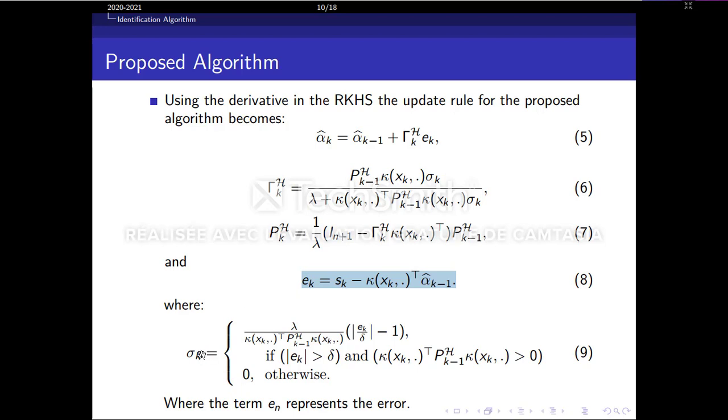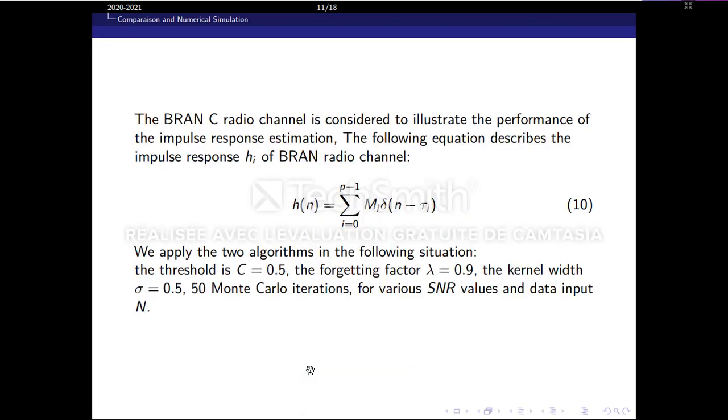Numerical comparison and numerical simulation. Numerical simulations are presented in this section to illustrate the performance of the proposed algorithm. We simulated a system in which the linear dynamic part is a wireless channel, and the output is a hyperbolic function, and the input sequence was randomly generated with uniform distribution. The following equation describes the impulse response of the channel, where m, delta, and tau represent the magnitude, the Dirac function, and the time delay respectively, and we applied two algorithms in the following situations for various scenarios and for different data inputs.